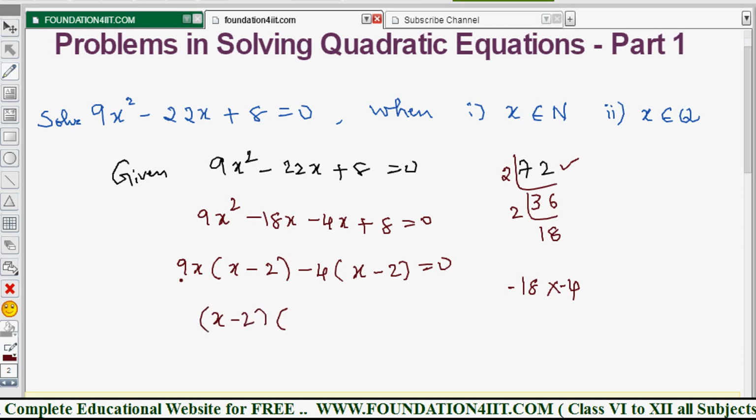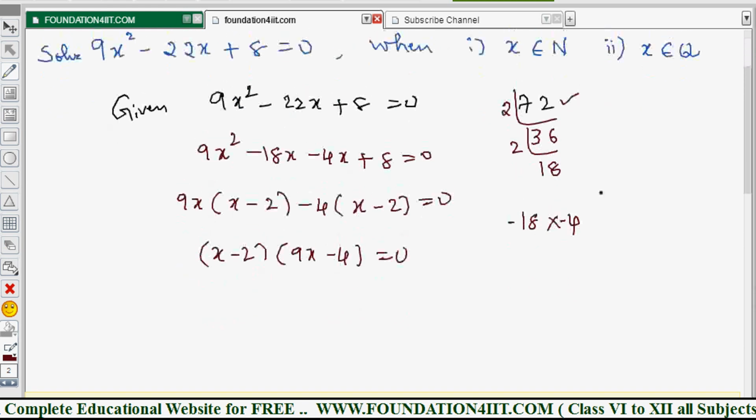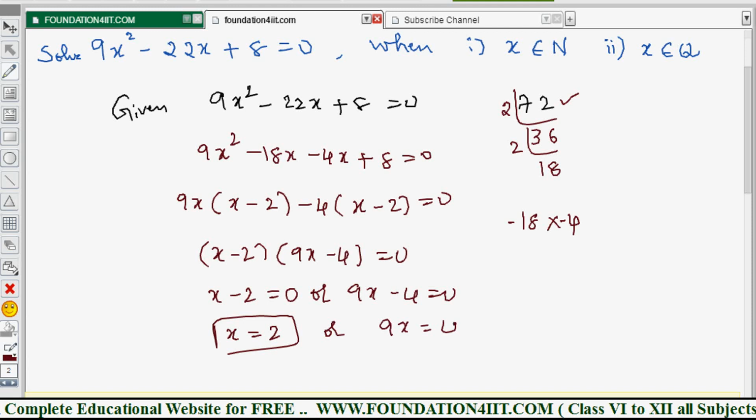Now x minus 2 is common, so here it is 9x minus 4 is equal to 0. Now these are the two linear equations. If you use the zero product rule, x minus 2 is equal to 0 or 9x minus 4 is equal to 0. Then from this x is equal to 2, or 9x is equal to plus 4, so x is equal to 4 divided by 9. So we got x is 2 or x is 4 by 9.